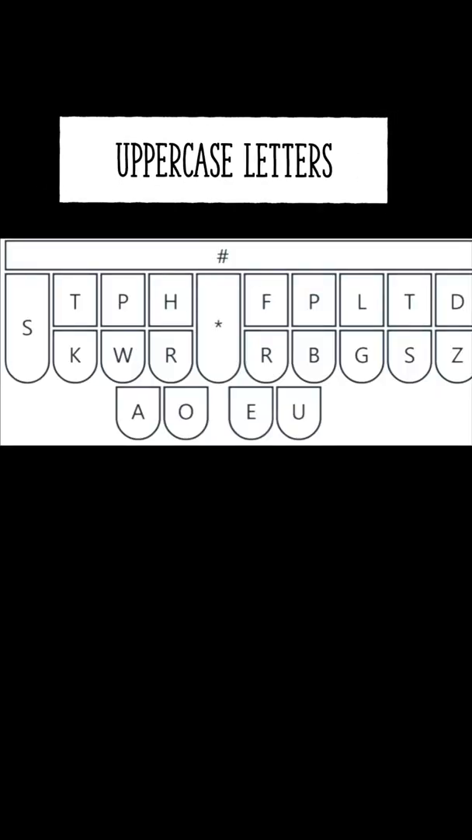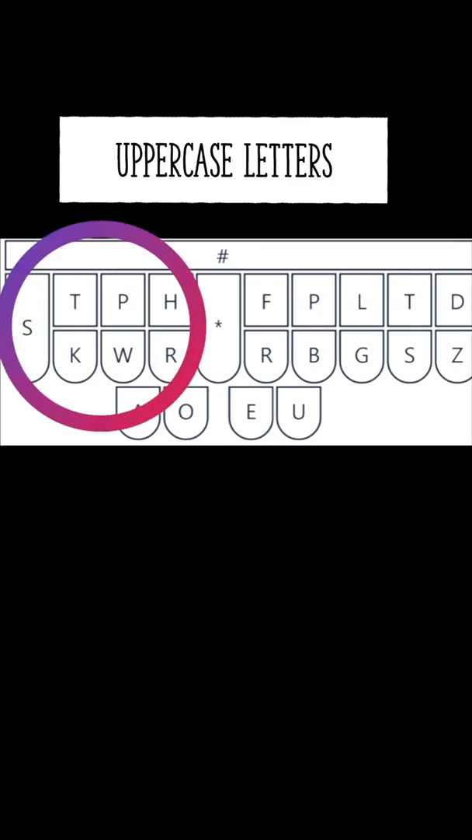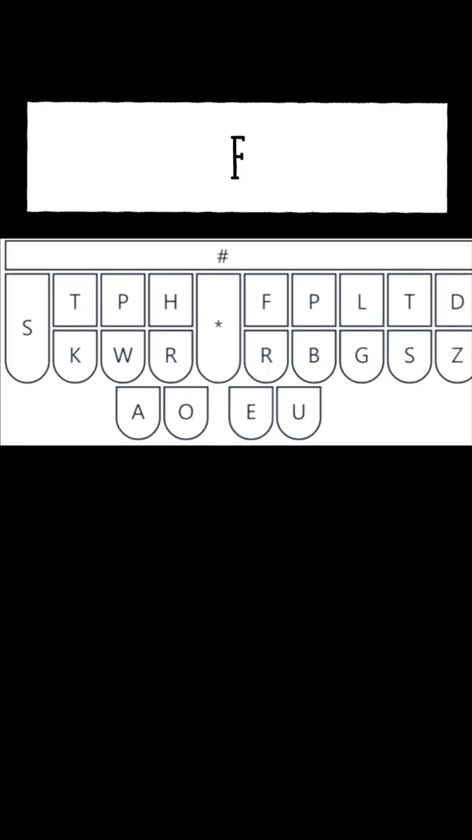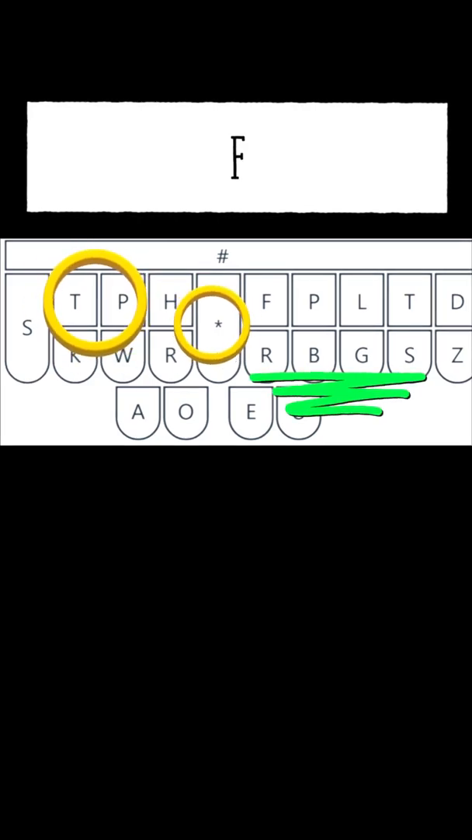When creating an uppercase or capital letter, you'll press the letter with your left hand and then press the asterisk and RBGS keys all at the same time. So the letter F would be written by pressing the TP for the F with the asterisk and the RBGS to give you an uppercase F.